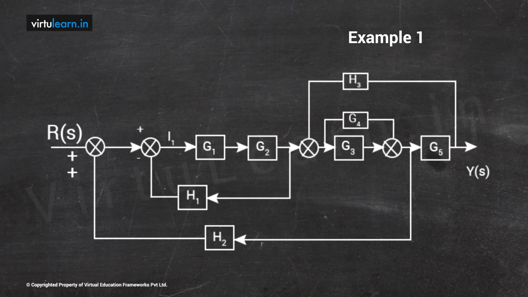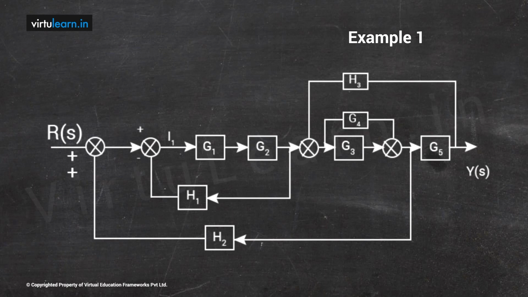In this representation there are many blocks connected. Now all the blocks, if you look at, we have G1, G2, H1, and we have H3, of course G4, G3 and G5, and the final feedback is H2. So these blocks are connected either in a loop or forward path or in different fashion. Now the ultimate aim is to find the overall transfer function of the system using block diagram reduction rules.